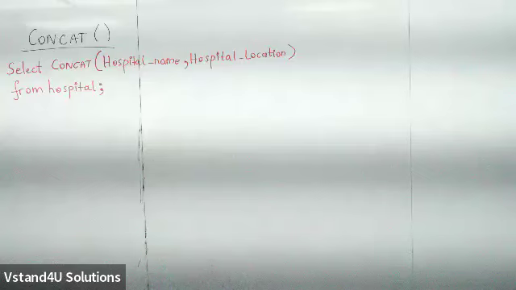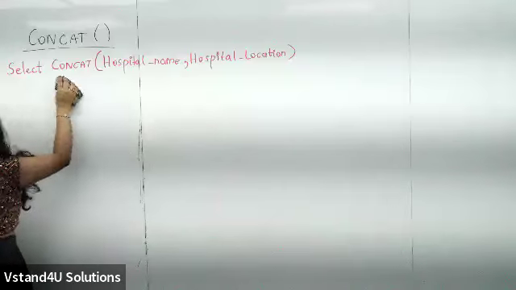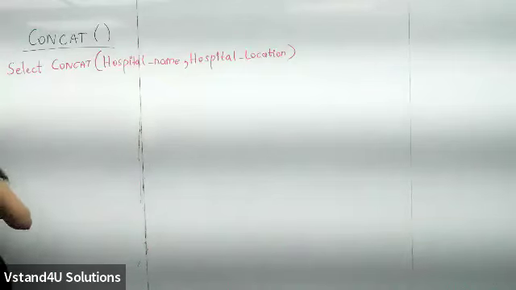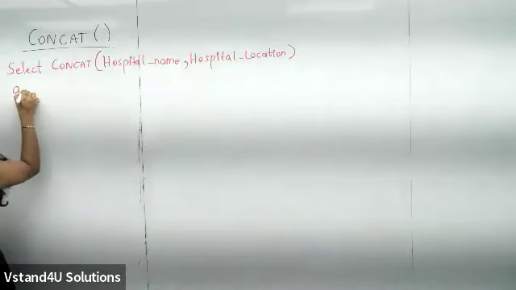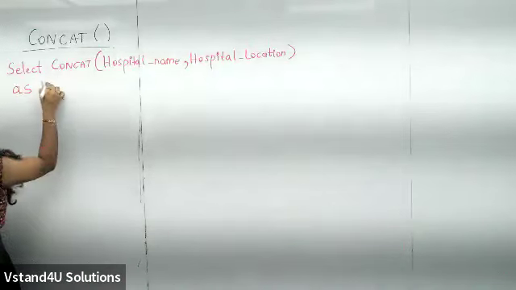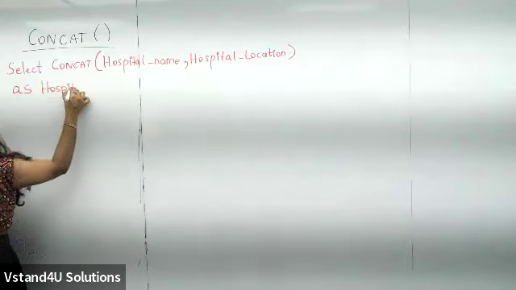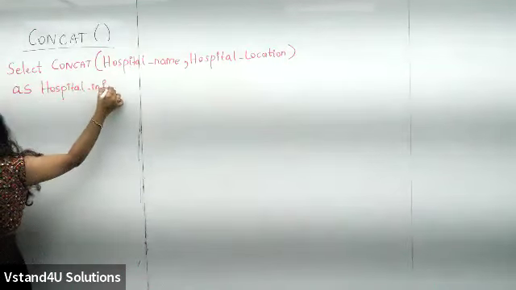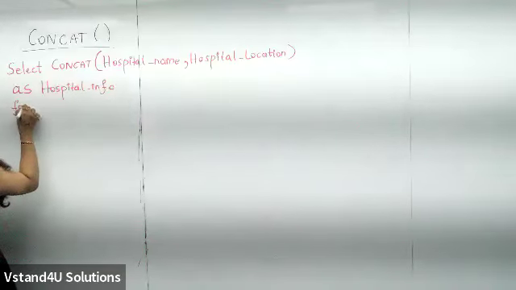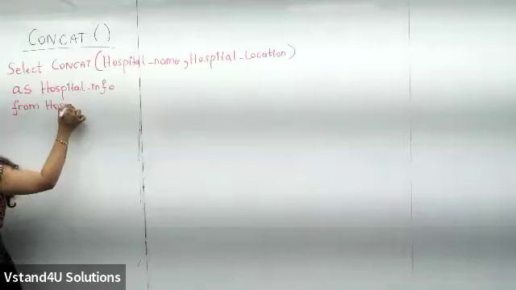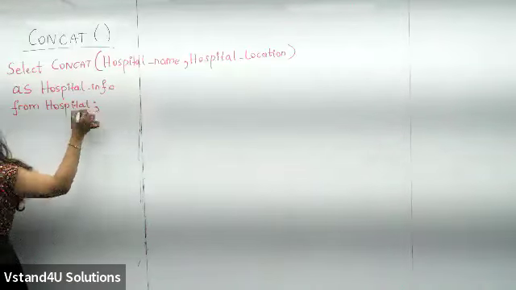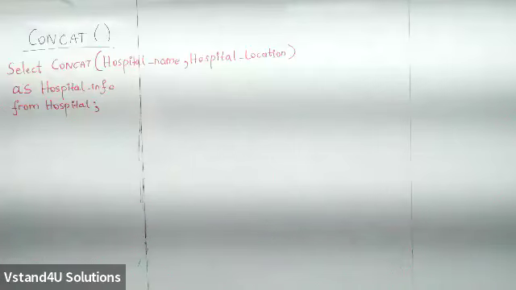Yes, what is the last condition they are saying? You have to display the result as hospital info. So are you using column alias or table alias? Column alias. So how will you write for this? As hospital info. And now you have to select it from the table. Clear? Yes. Take down the next question.